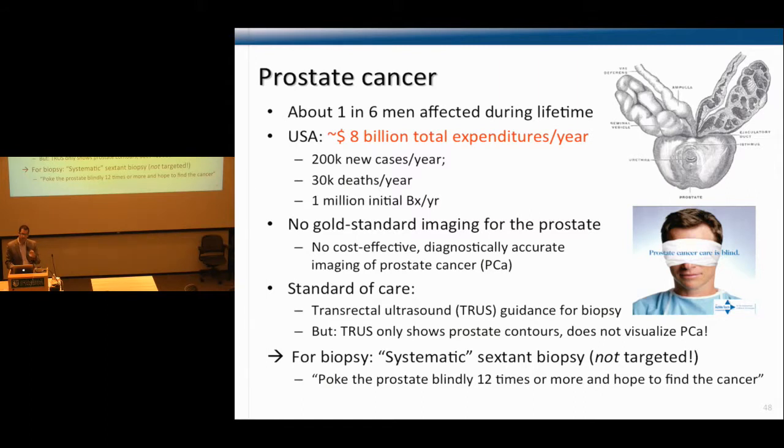The problem is that there's still no gold standard imaging for prostate. Although MRI is starting to be a gold standard for diagnostic imaging, for real-time imaging there's still an ongoing field, where until now transrectal ultrasound is still the modality of choice for getting biopsies inside of the prostate. Basically, transrectal ultrasound guidance is a blind procedure. It's basically just poking 12 spots inside the prostate and hoping you'll find cancer. So it's pretty much a random procedure.